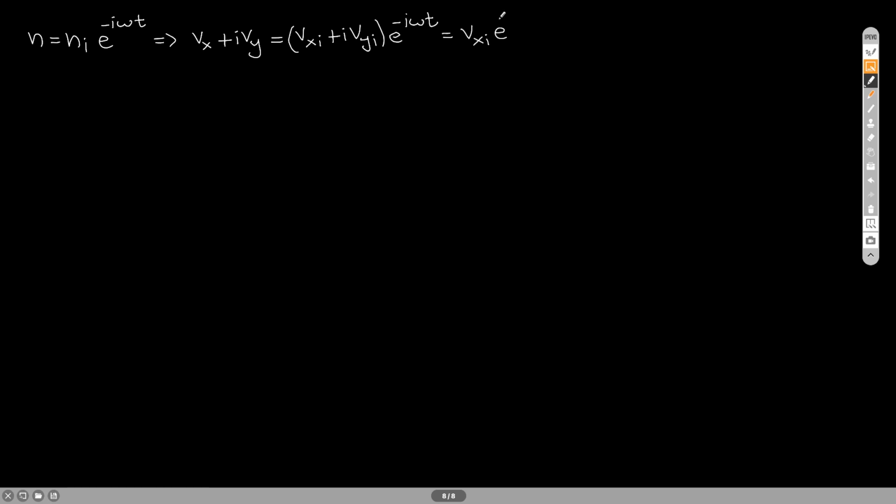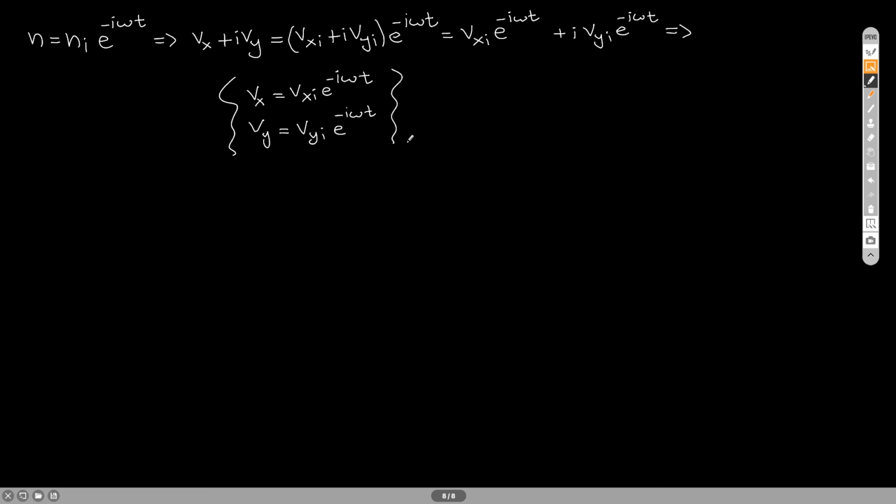Now what I will do is write Vx initial times e to the minus i omega t plus i Vy initial e to the minus i omega t. And from this, I conclude that Vx is Vx initial e to the minus i omega t, and then Vy is Vy initial e to the minus i omega t. And there we go. I have the solution for Vx and Vy.